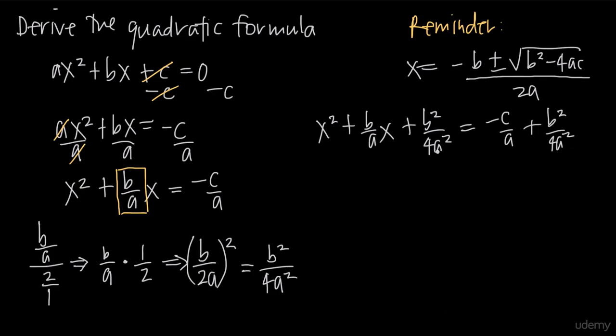Now on the left-hand side, we should be able to factor this into a perfect square. So if we just draw out our factors here, we have x squared as the leading term, so we know we're going to get x times x.